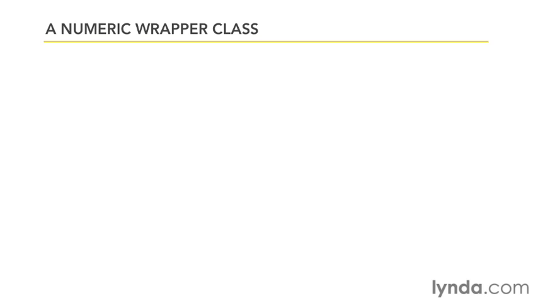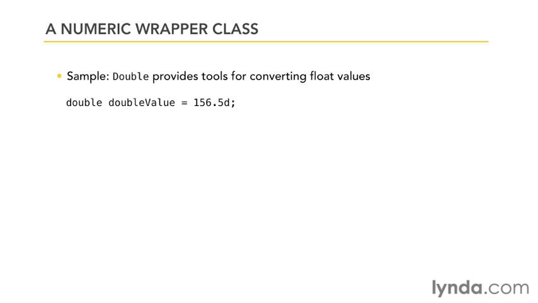Here's an example. The Double class provides methods and other tools for converting and managing double values. Let's say you started off with a literal double value of 156.5d, and you assigned that to a primitive variable of double value. Well, in order to convert it, the first step would be to create an instance of the Double class. This would be the syntax. The data type has Double with an uppercase D, which means the helper class and not the primitive. I'm constructing an instance of the Double class and passing in the primitive value.